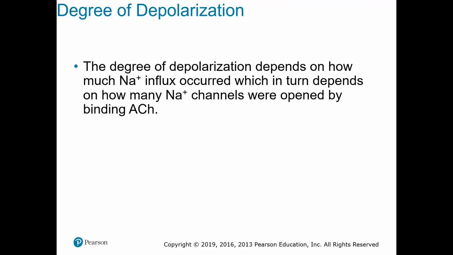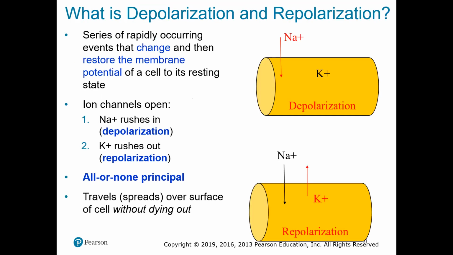So depolarization depends on how much sodium comes in initially, from how much acetylcholine gets released. If there's not enough acetylcholine, if there's not enough acetylcholine receptor sites, we may not hit threshold. And if we didn't hit threshold, then nothing's going to happen, and we're not going to be aware of it. We're not going to be able to perceive the fact that we've started a contraction of a muscle in our arm, for example.